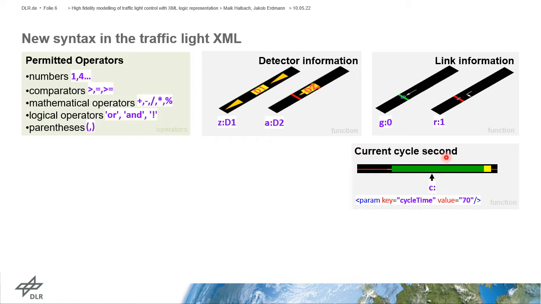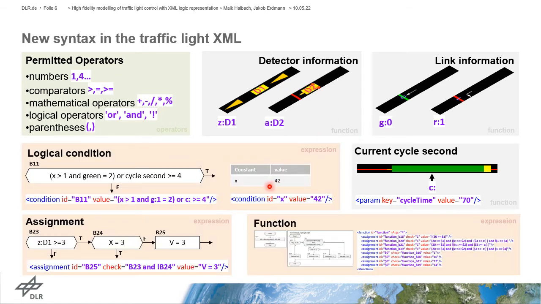information about the current cycle second. Therefore, it's necessary to define the parameter cycle time in the dedicated value so that the control is a cycle time based control. And now all operators and functions can be combined and used in the three following expressions. The control can use the information out of the expression for the decision process of the next signal patterns.